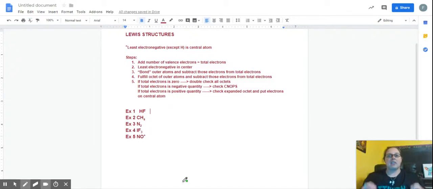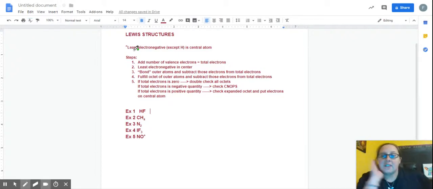Now, electronegativity does not pertain to the noble gases because those technically in most cases do not bond. Some of the bigger ones will. You will see some Lewis structures for some of the bigger ones, but electronegativity does not pertain to those. Least electronegative goes in the center. Now, I like to follow a step-by-step process when I do this.